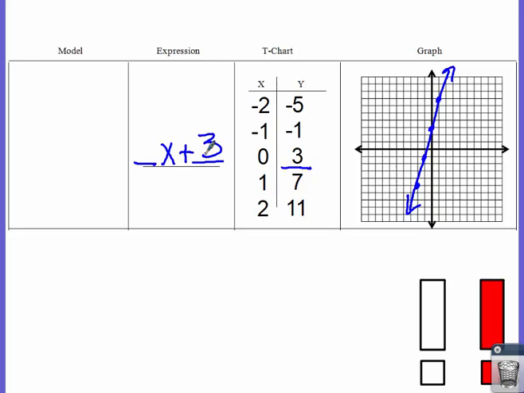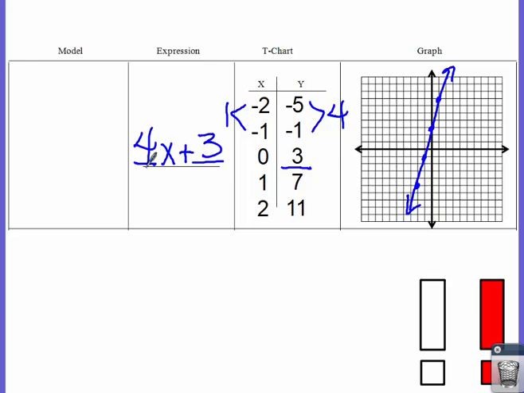And then to find my slope value, I look for the pattern on the right, and I divide that by the pattern on the left. So the pattern on the right is increased by 4. The pattern on the left is increased by 1. 4 divided by 1 is 4. So we end up with 4x plus 3.